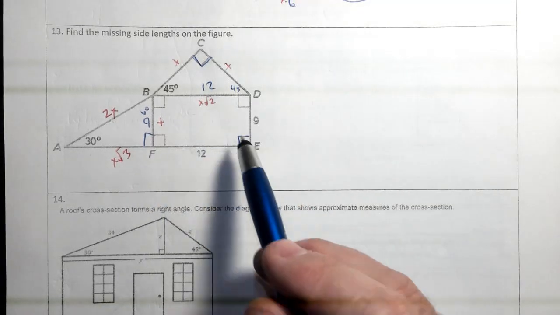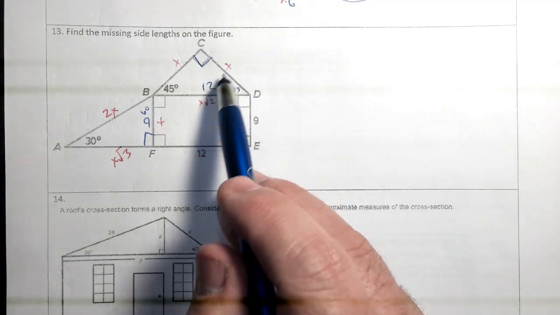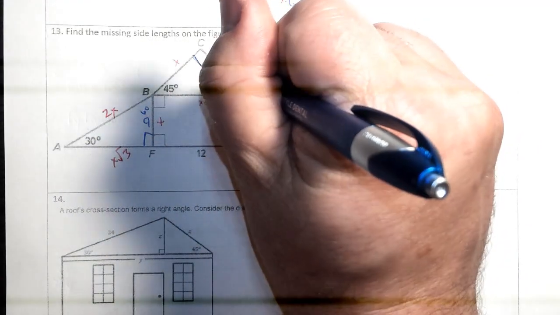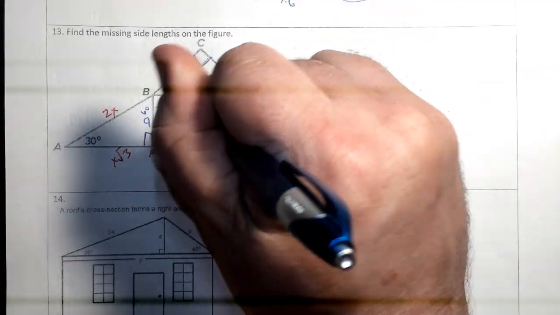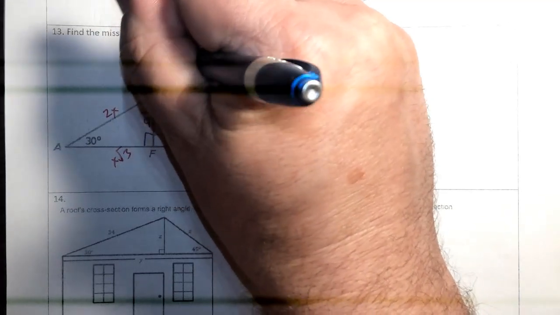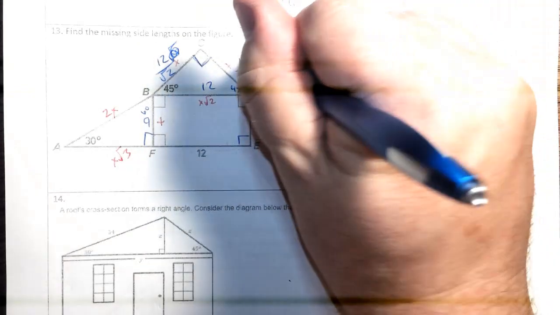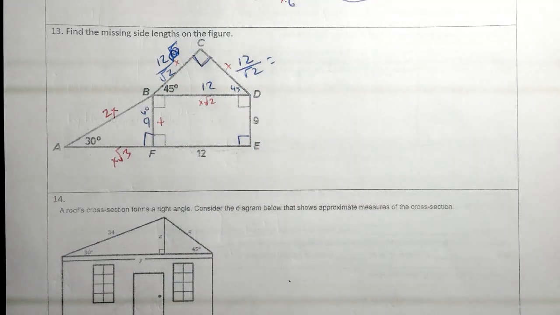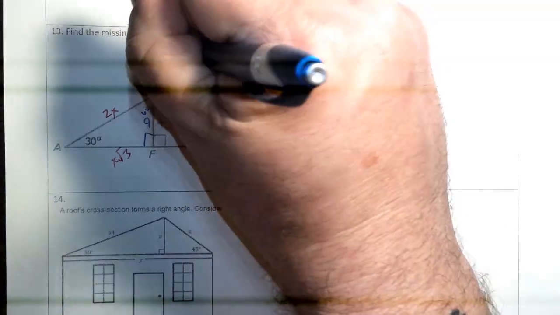12, 12, we filled in these sides. So if this is x times the square root of 2, this is going to be x divided by the square root of 2, because remember we divide by the square root of 2. That makes this, nope, almost wrote it wrong. This is the same, okay? And we'll get a real number actually. So 12 divided by the square root of 2 is 8.48, so 8.5. So this is 8.5.